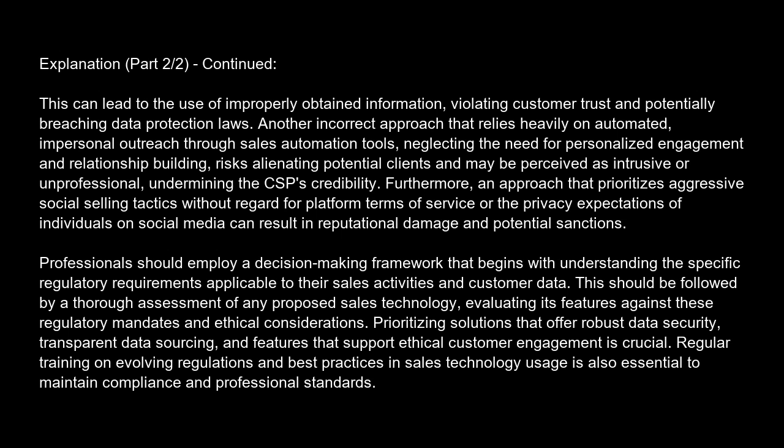Professionals should employ a decision-making framework that begins with understanding the specific regulatory requirements applicable to their sales activities and customer data. This should be followed by a thorough assessment of any proposed sales technology, evaluating its features against these regulatory mandates and ethical considerations. Prioritizing solutions that offer robust data security, transparent data sourcing, and features that support ethical customer engagement is crucial. Regular training on evolving regulations and best practices in sales technology usage is also essential to maintain compliance and professional standards.